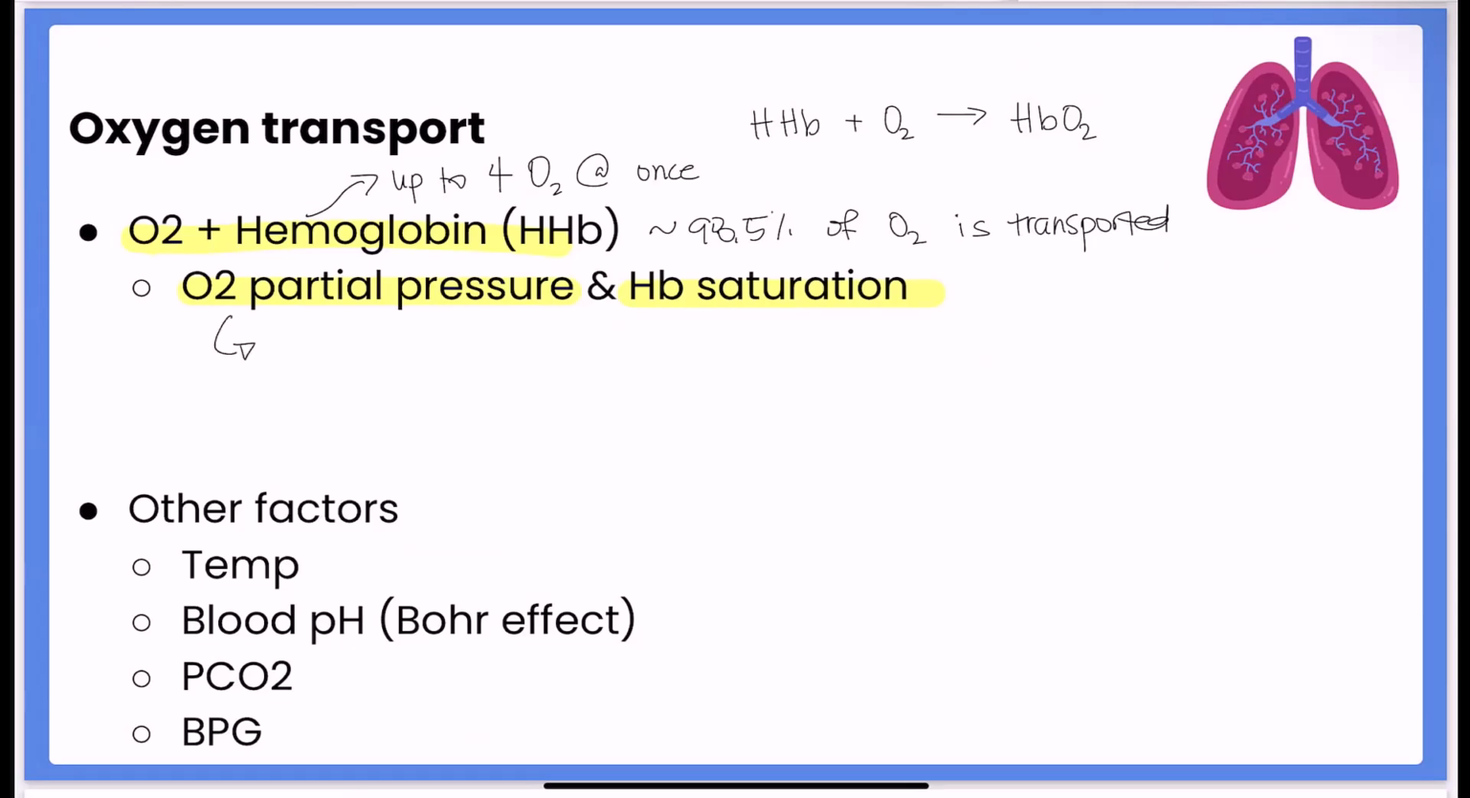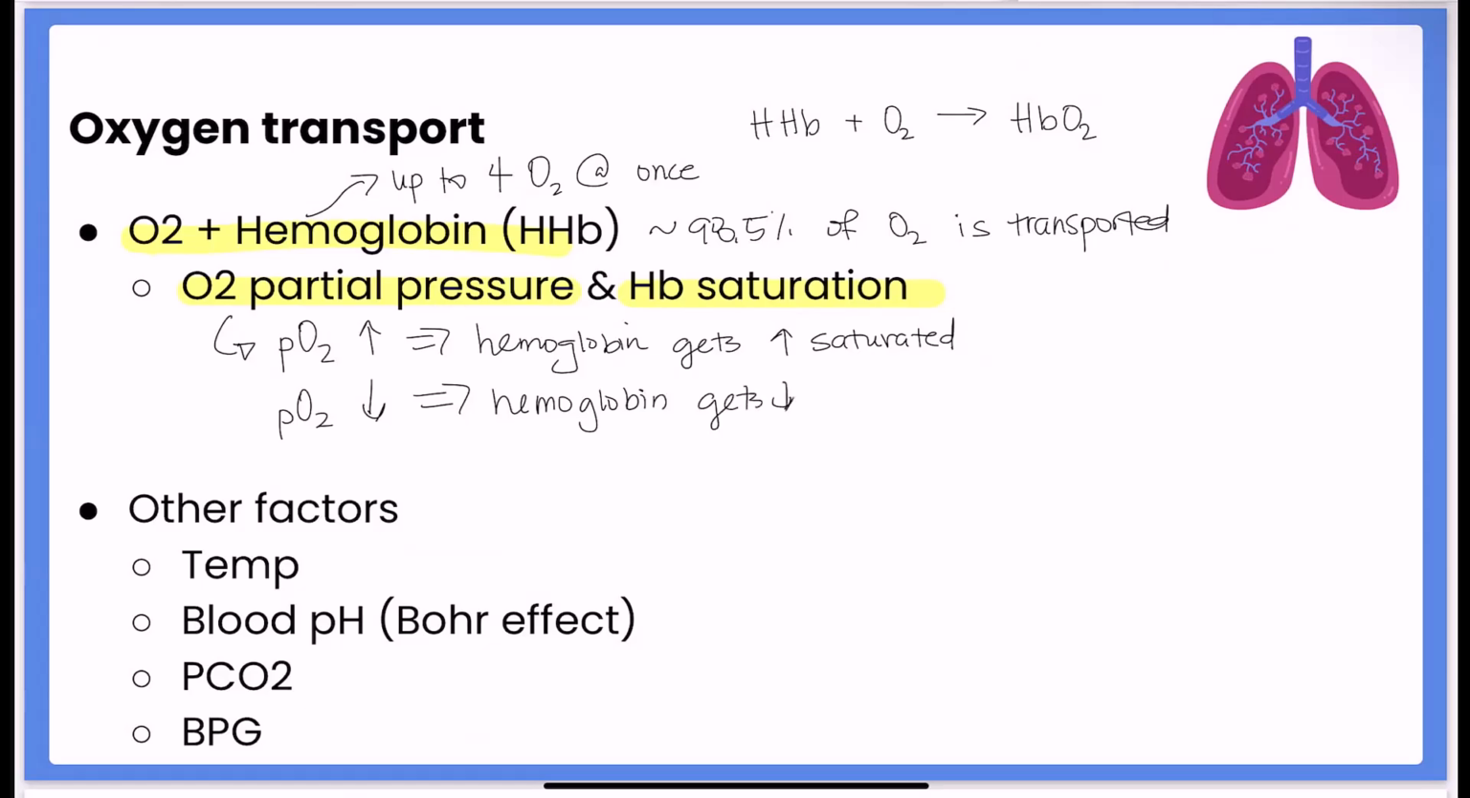Okay, so first let's talk about partial pressure. When partial pressure PO2 is high, this makes hemoglobin get more saturated. So there's more oxygen on those hemoglobin molecules. When partial pressure of O2 is low, that means that hemoglobin gets less saturated. We call this oxygen offloading, which means that hemoglobin is getting rid of that oxygen. And that's good, actually, because we need to drop off oxygen at the tissues, right?